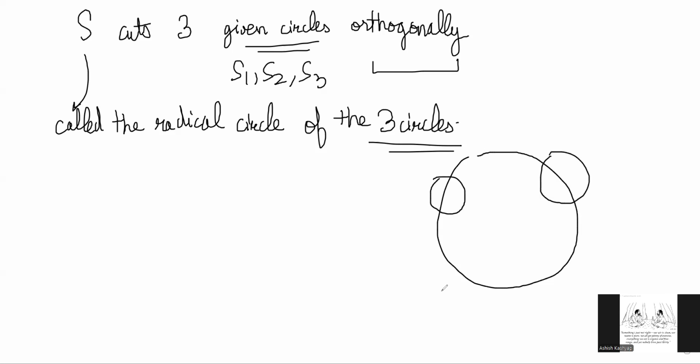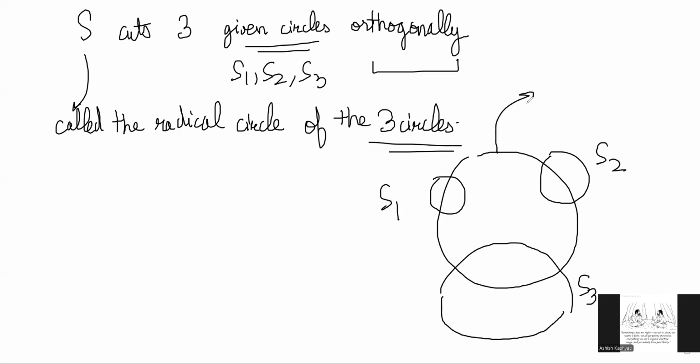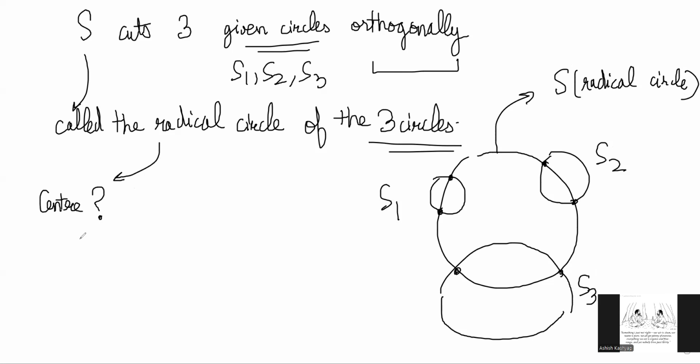Let's say these are my three given circles, S3, S1, S2. This circle is the circle S, which cuts orthogonally all these three circles. An orthogonal intersection means the angle between the tangents is 90 degrees at the point of intersection. Such a circle is called the radical circle. And how do you find the radical circle? The radical circle can be obtained by first finding the center. Center is known as the radical center.